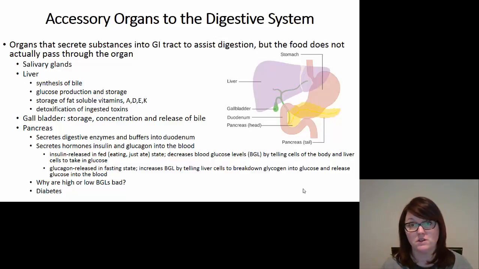Insulin does also send a signal specifically to the liver, and it tells the liver to grab glucose out of the bloodstream and store it as glycogen. And this is important because when we're between meals, we're going to need that stored glycogen. Which brings us to the next hormone, glucagon.